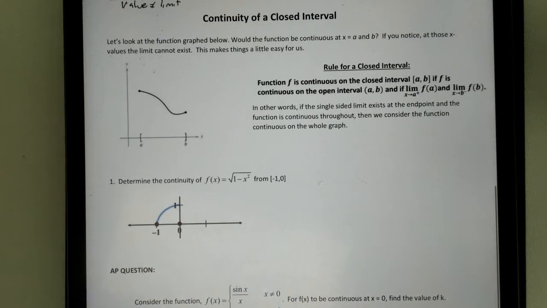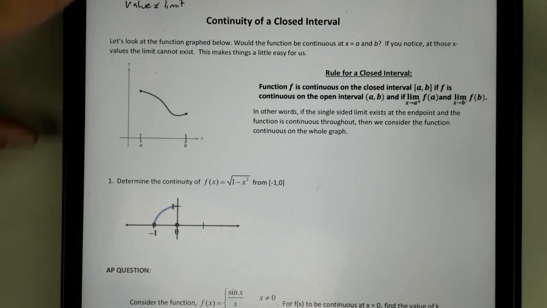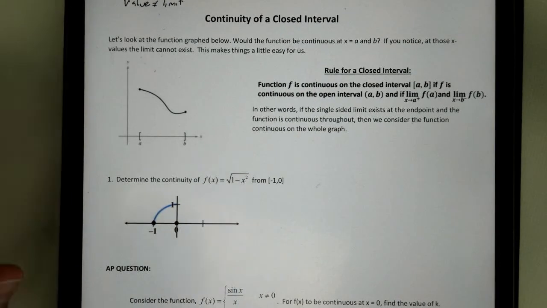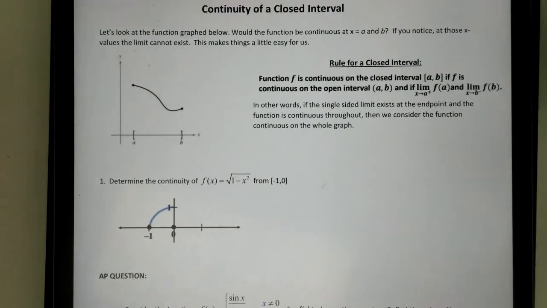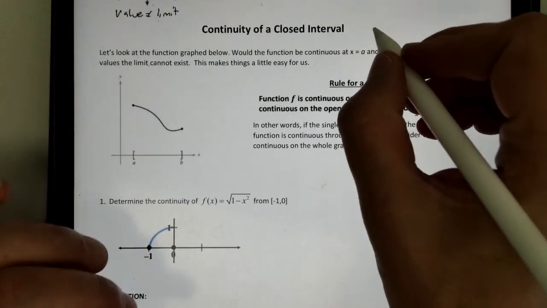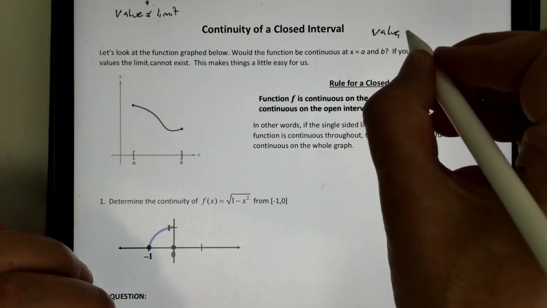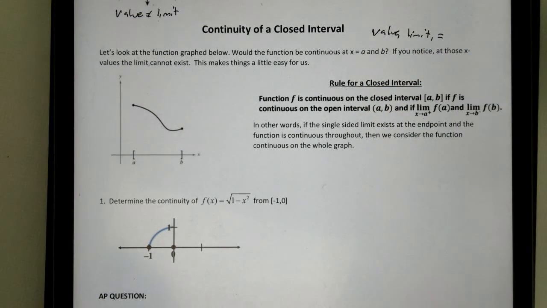So let's talk about continuity on a closed interval. This sometimes weirds people out, and to be honest, it freaks me out half the time too. One thing we say about continuity, remember, the value must exist. We must have a value. We must have a limit. And they must be equal to each other.